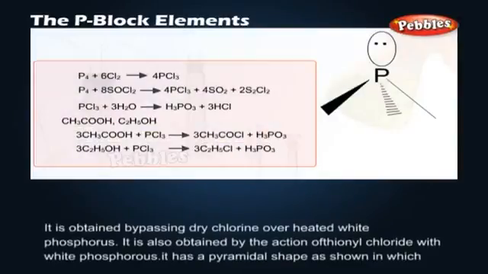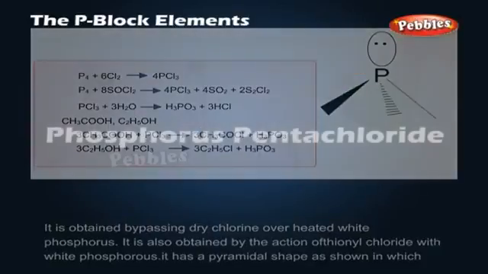Phosphorus trichloride. It is obtained by passing dry chlorine over heated white phosphorus. It is also obtained by the action of thionyl chloride with white phosphorus. It has a pyramidal shape as shown, in which phosphorus is sp3 hybridized.